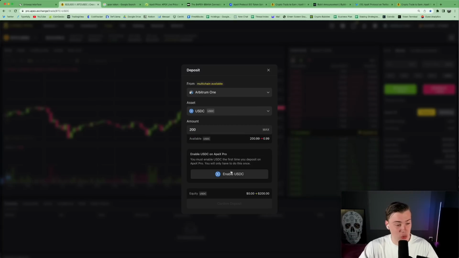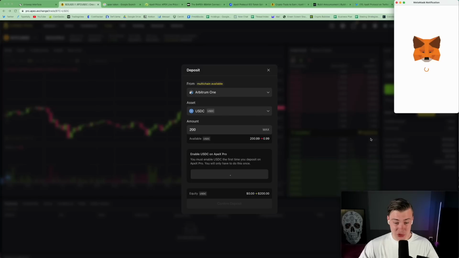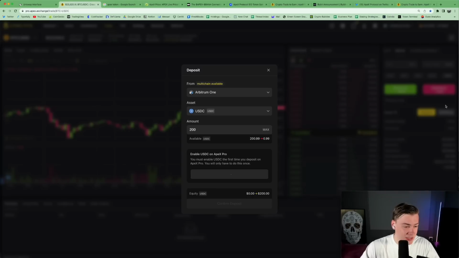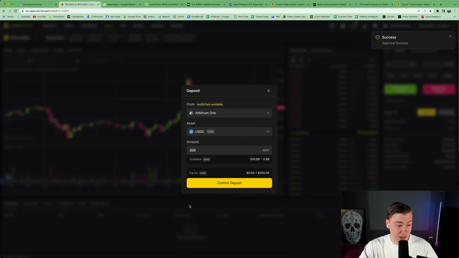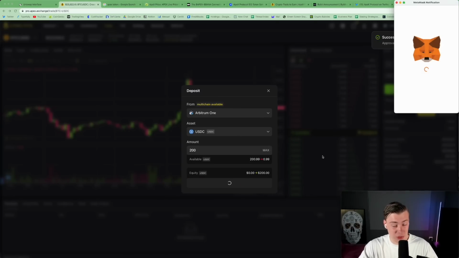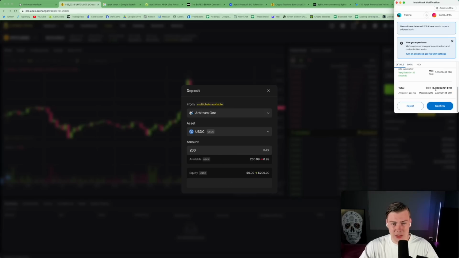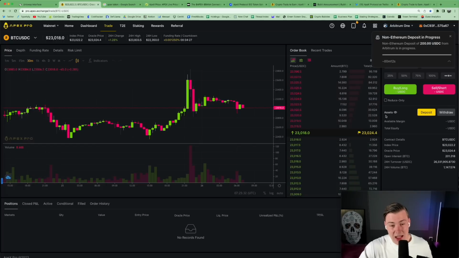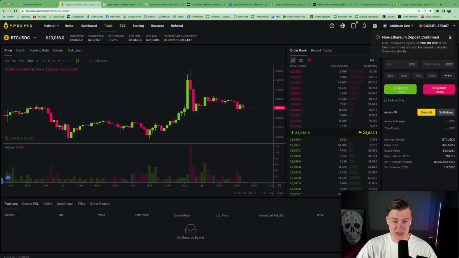So I enter 200, and then all I need to do is enable the transaction on my MetaMask wallet. So it will give me a little prompt. I simply click confirm. It's really that quick. It's that simple. You just press confirm deposit, and then you'll get a little prompt, pay a tiny bit of gas, 11 cents, hit confirm again, and then just like that, you have funds in your wallet. As you see, it was really fast to deposit funds because it's built on L2. So it's super fast, using ZK rollups, using L2, much faster than some other exchanges.